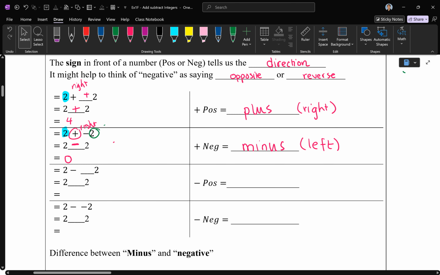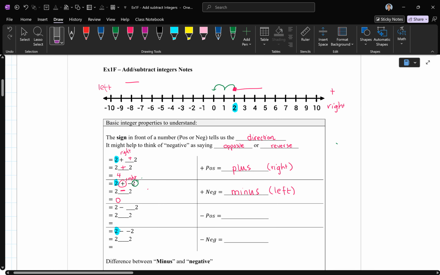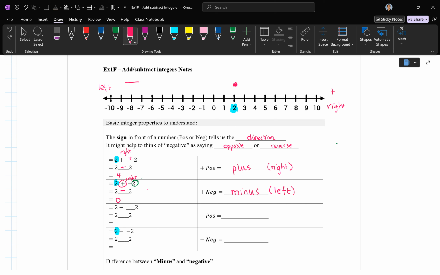I'm going to jump ahead and just do 2 minus a negative 2 so you can see how it works as well. Start again, starting at 2. So I'm going to go back to the number line. I'm going to rub this out. Here's 2. I start off at this point. That's a minus symbol. Which direction am I going? Left or right? Left. Okay, so minus means left.